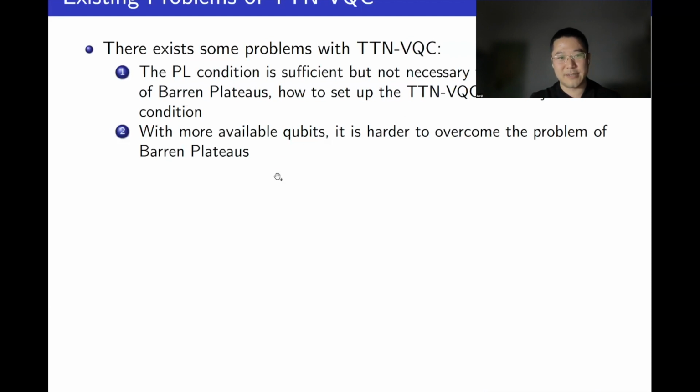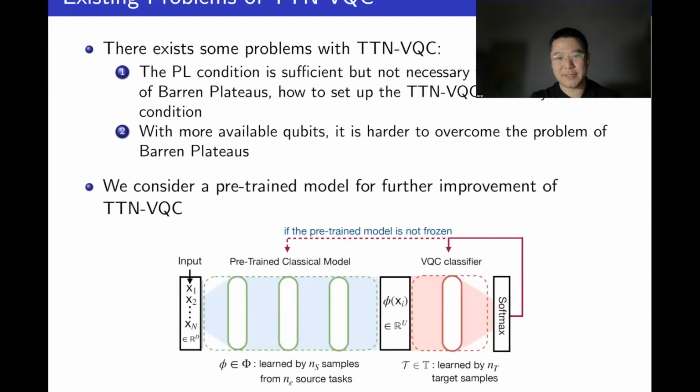And the second existing problem is that with more available physical qubits, maybe some 1,000 qubits, we can use more than 1,000 qubits. If more qubits come in, it's more difficult to overcome the problem of barren plateau. So these are still two existing problems in our paper. How to further improve it?